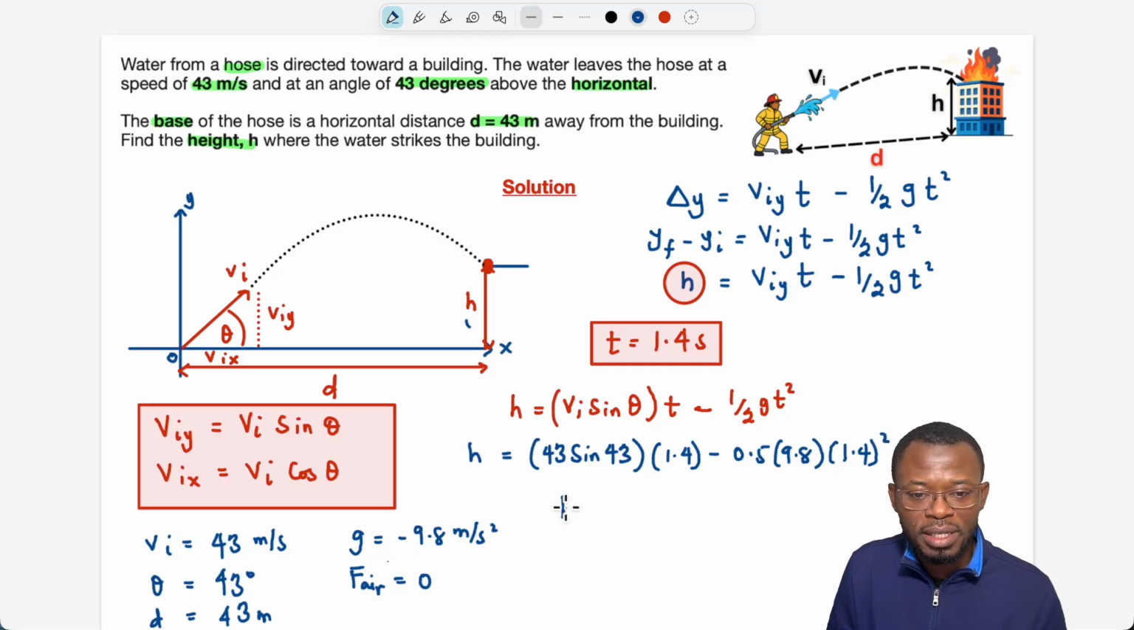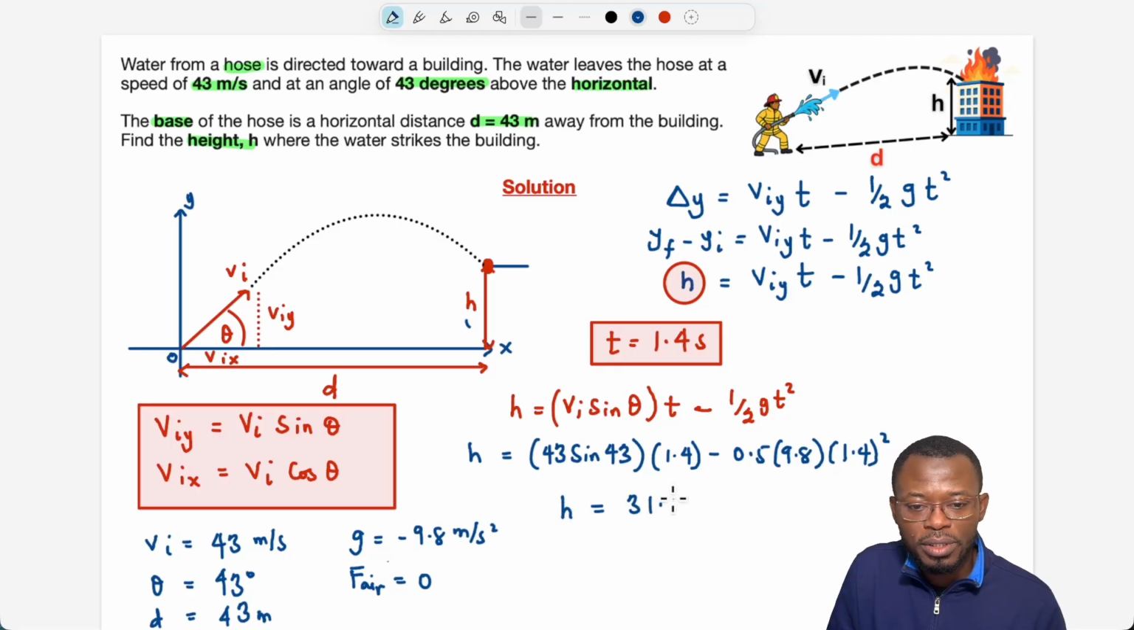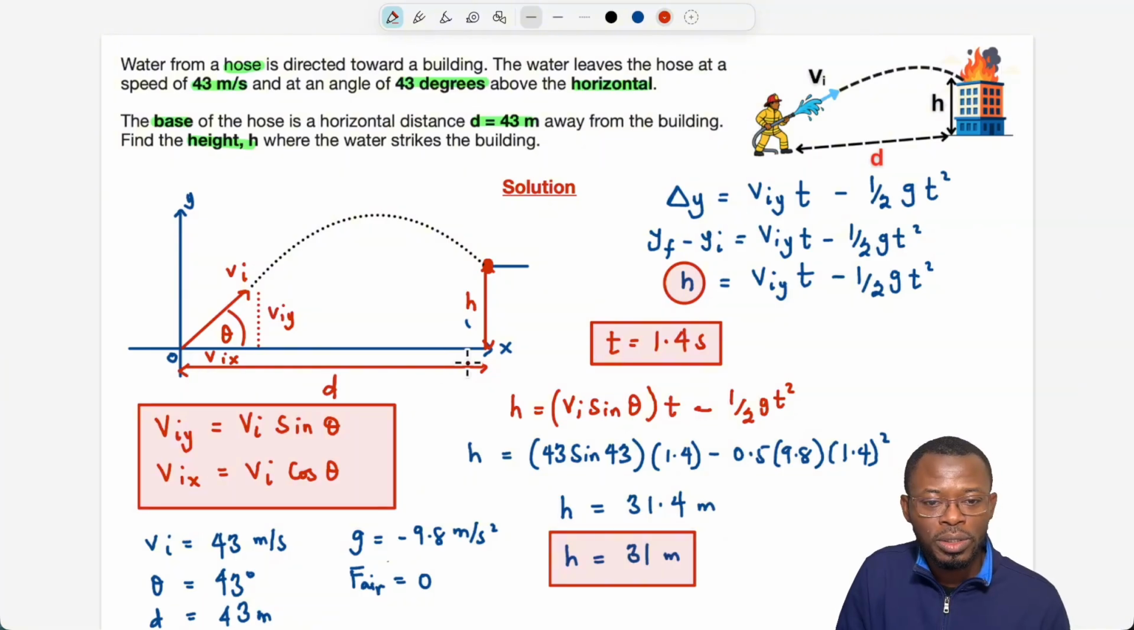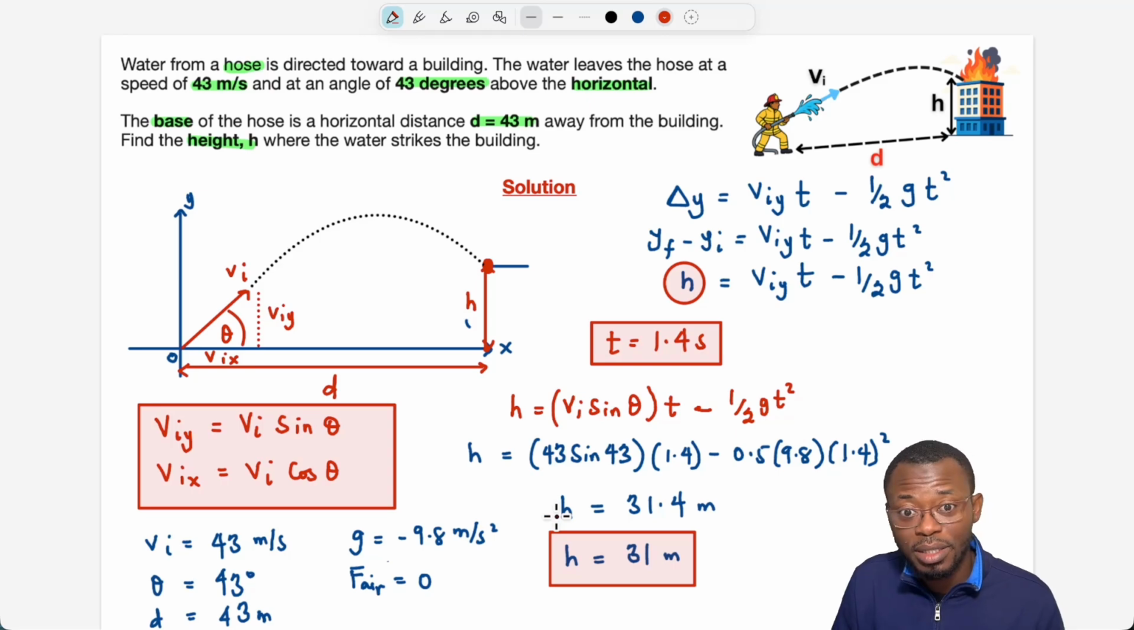Simplifying this will give us the height equal to 31.4 meters. So therefore the height is equal to 31 meters. All right, so this is the height that occurs at the same time as the horizontal distance traveled at this location. So that height is about 31 meters, and that brings us to the end of this video.